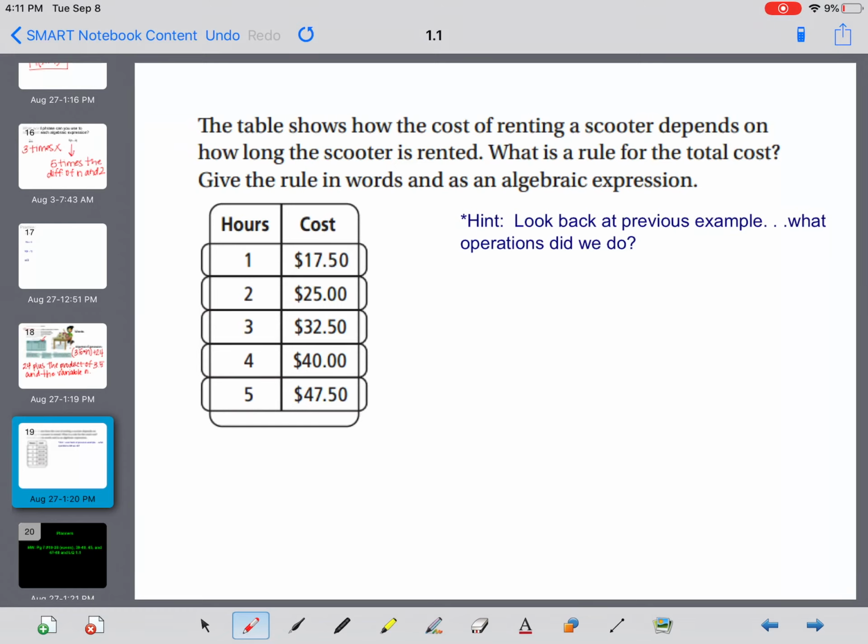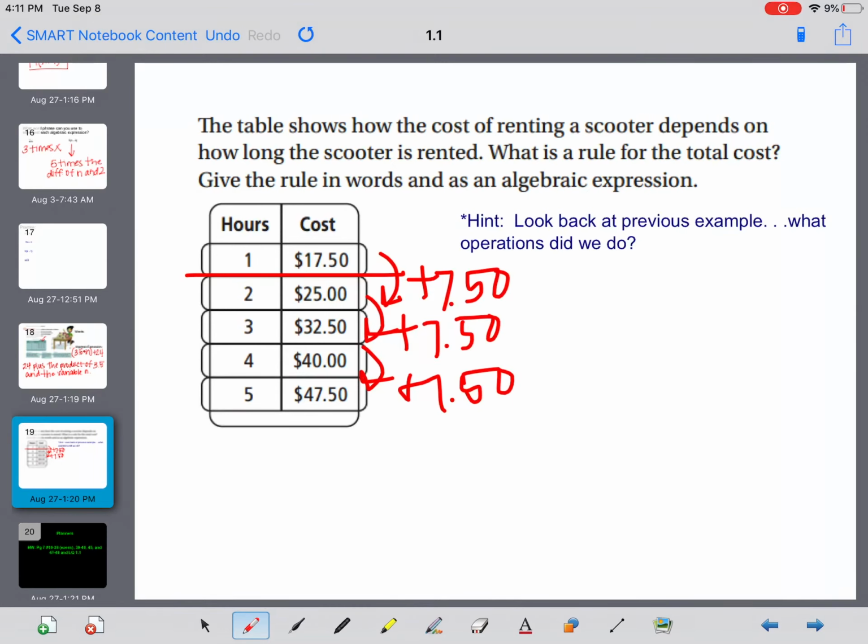Okay, this table shows how the cost of renting a scooter depends on how long the scooter is rented. What is the rule for the total cost? Give the rule in words and as an algebraic expression. Well, it looks like after the first hour, we've paid $17.50. From there, we add another $7.50 to get to 25, and then we add another $7.50, and so on and so forth. So every time we're adding $7.50.